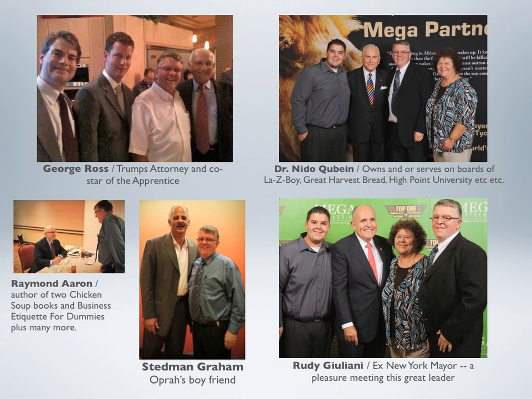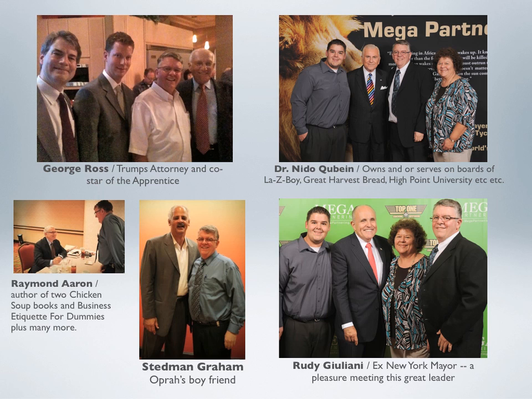So really quickly, here's a few. And by the way, these were all at mortgage payments assignment seminars, and they all spoke there. They were a really excellent group of people at different seminars that we went to. The top left is George Ross. Of course, he's Donald Trump's attorney, and the co-star of The Apprentice. On the right is Dr. Nido Qubein. He owns a lot of real big companies in America, actually. One of them's La-Z-Boy, Great Harvest Bread, president of High Point University.